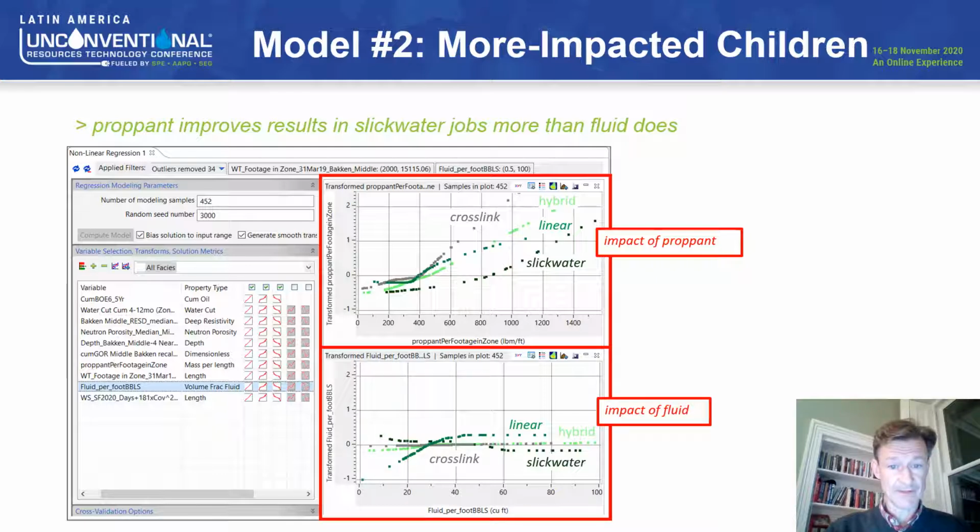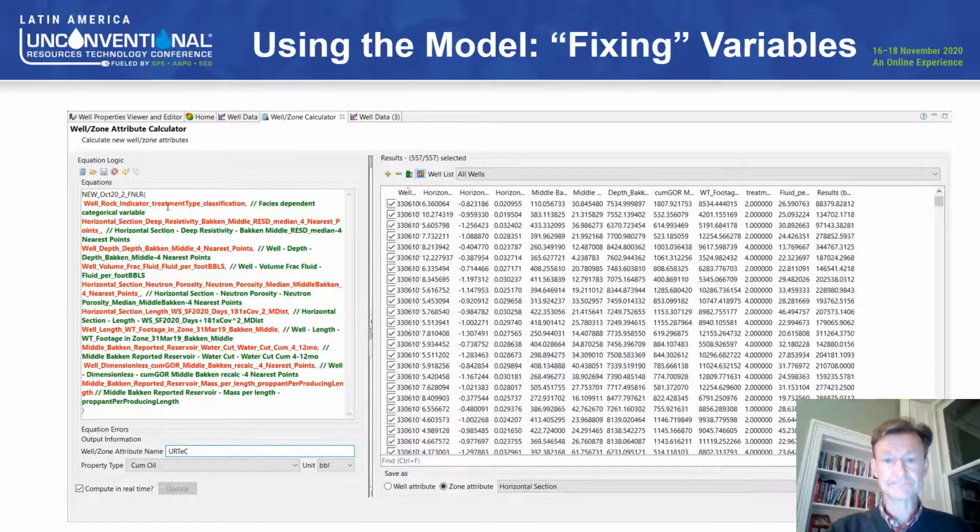Fluid per foot, on the other hand, has not much impact on any of the rheology types, any of the completion types. And for slickwater, it actually models out as more fluid having a slightly negative impact. That doesn't make a lot of physical sense to me, but it also doesn't have a huge impact. What the model is telling me is that for all cases, proppant matters more than fluid, and I think that's the important takeaway here. Obviously, there are physical limitations to how much proppant you can put in a slickwater job given the same amount of fluid, but I think you get the point. Okay, so I've built a model.